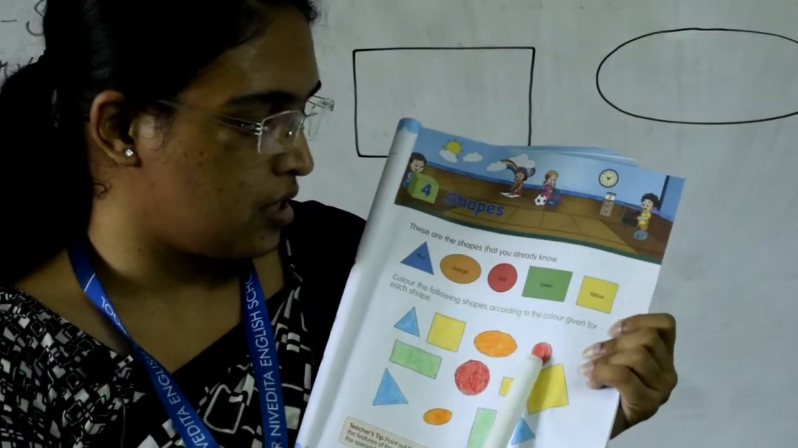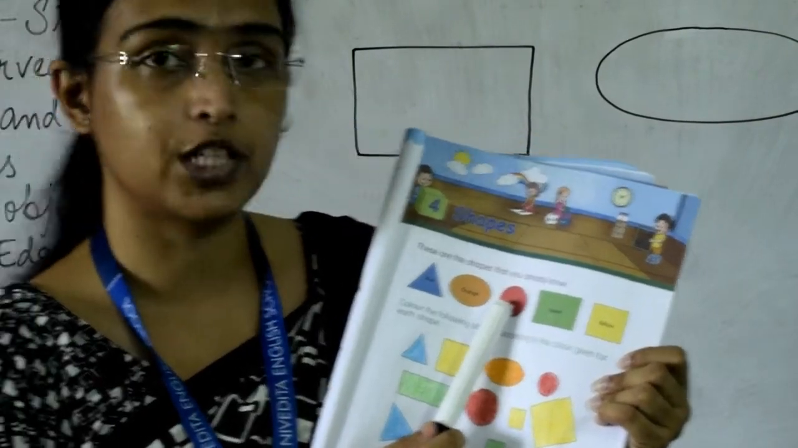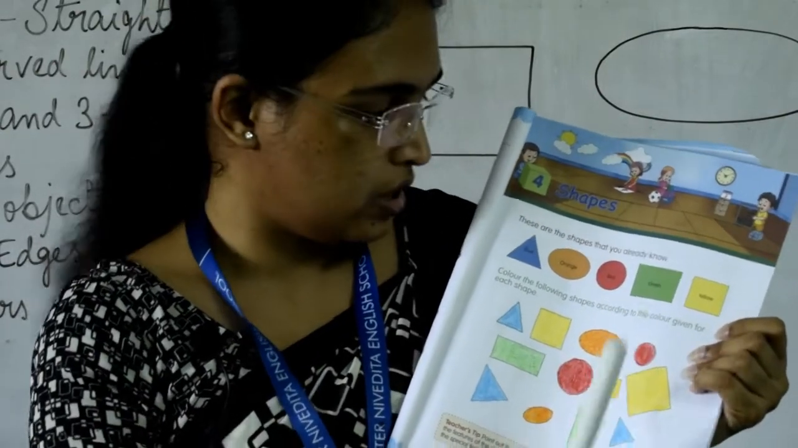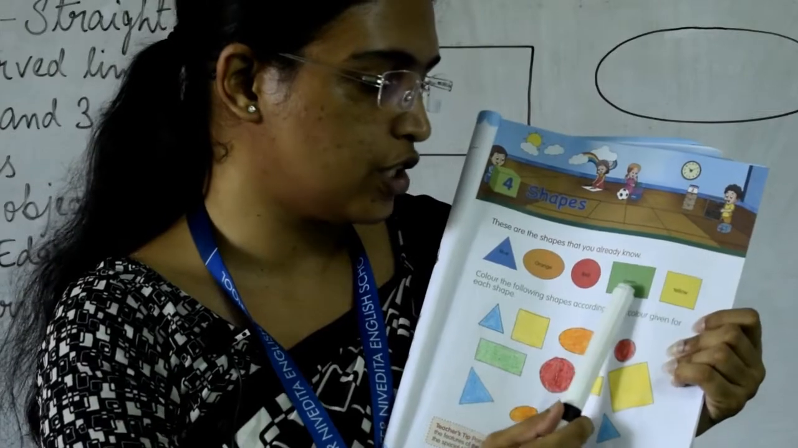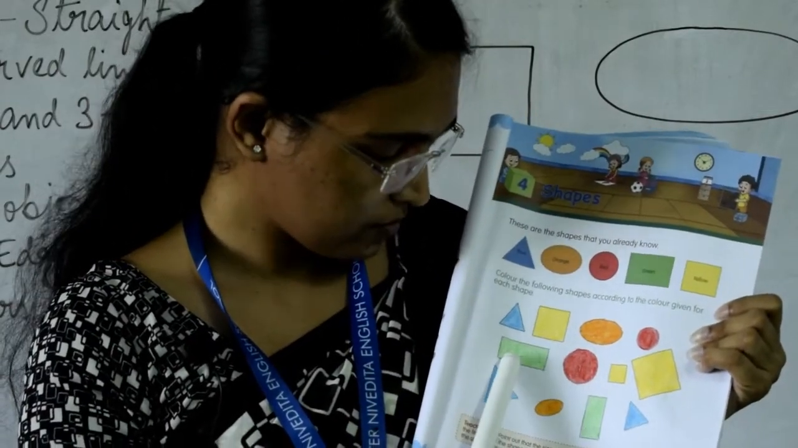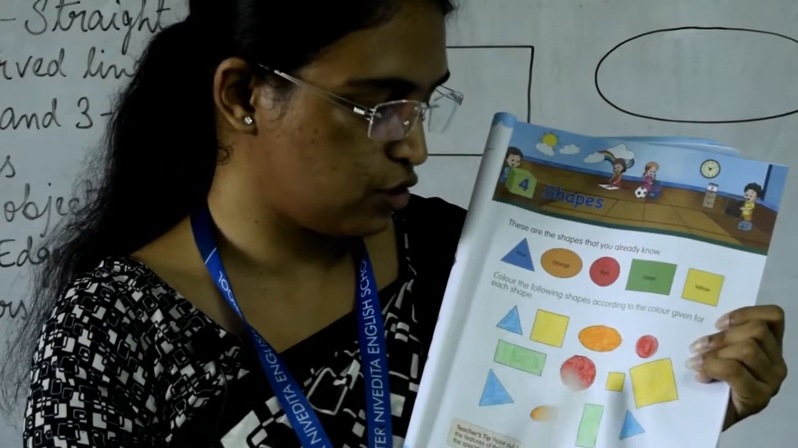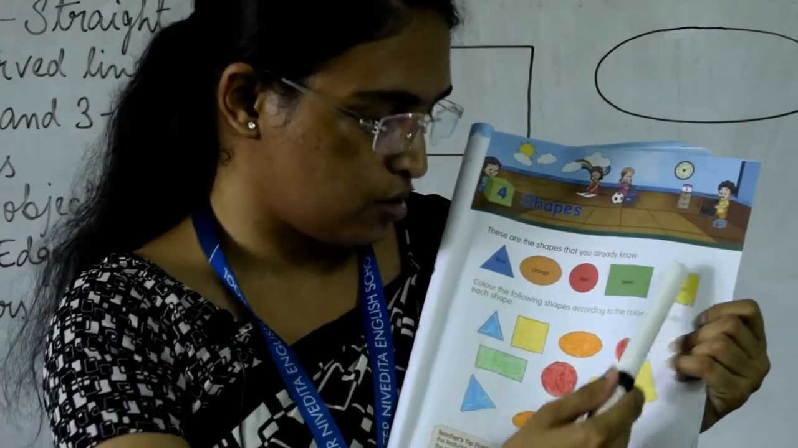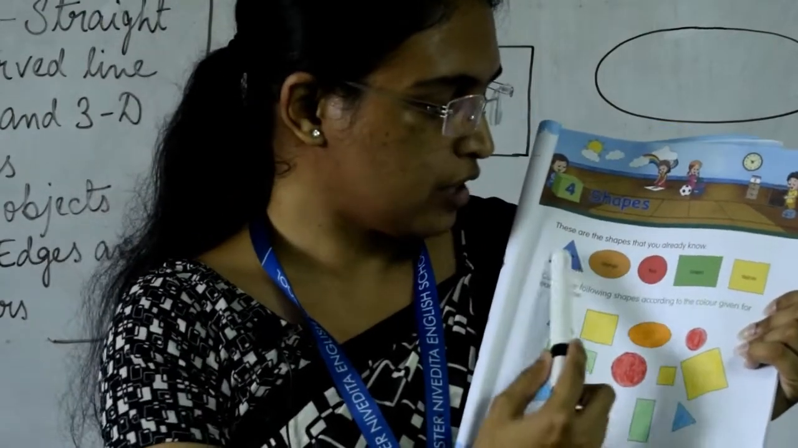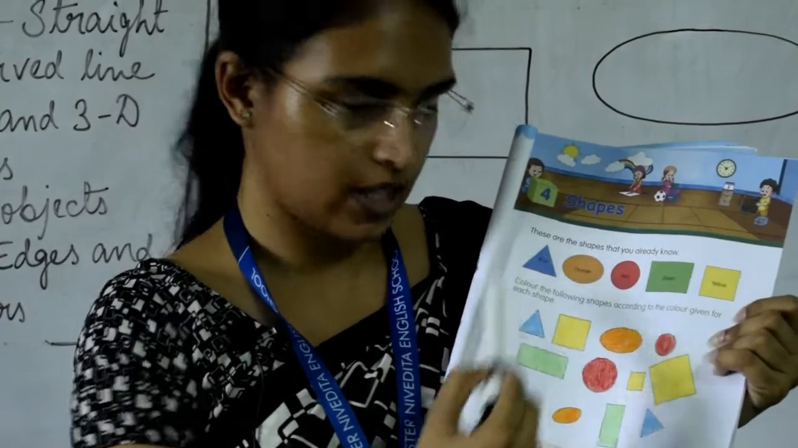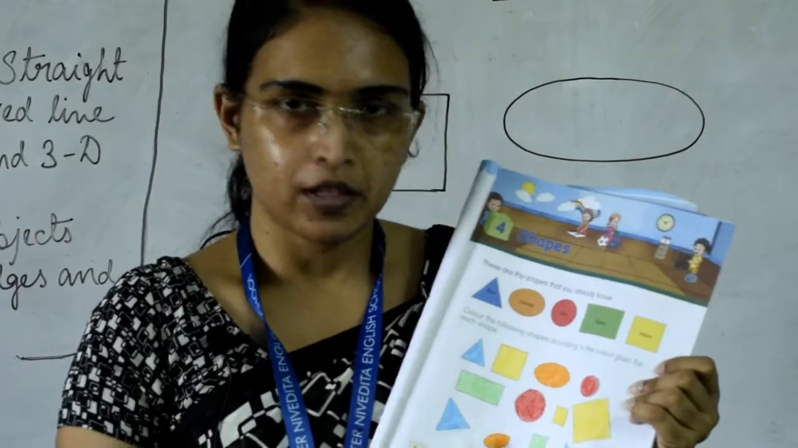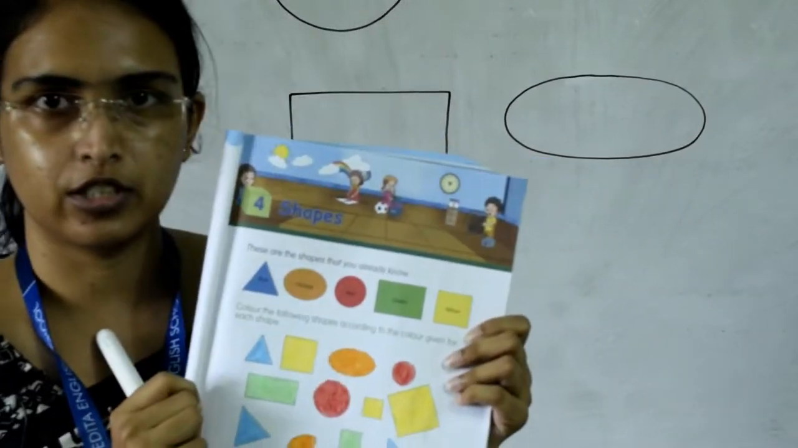Now next is circle. Which color? Red. So color circle in red. 1, 2. Then this is rectangle. Which color? Green. How many rectangles are there? 1, 2. So color these 2 in green. Now this is square. So you have already done this. So look at these colors and shapes, and then you have to color them, okay? This page is your homework. Do it at home.